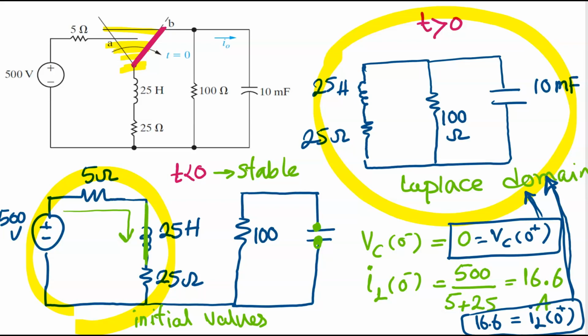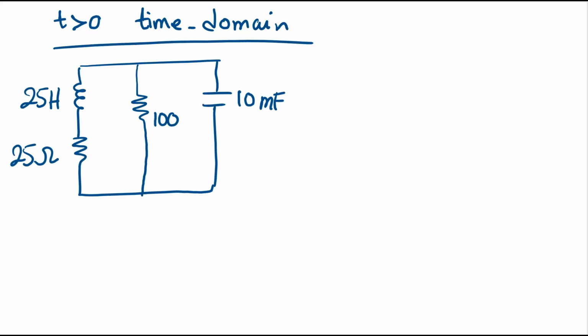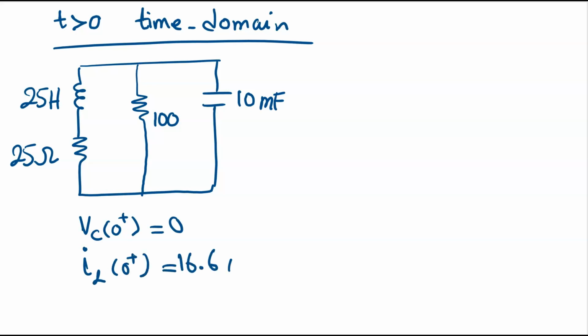Okay, now let's draw the circuit after 0 and find its equivalent circuit in Laplace domain. So I'm going to quickly draw the circuit after 0 in time domain. So this is my circuit after 0, and for this circuit I have the voltage of the capacitor, which is my initial condition, as 0, and the inductor's current equal to 16.6 amp. Okay, now I want to draw my circuit in Laplace domain.